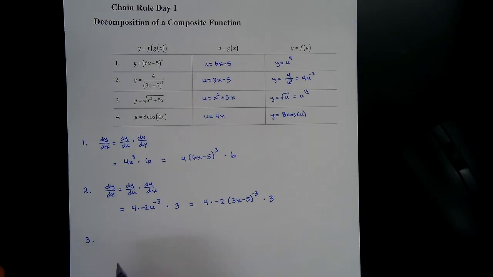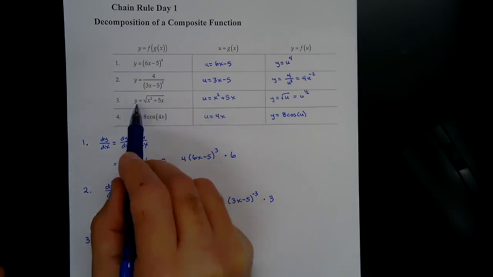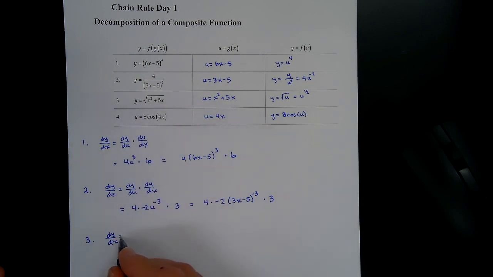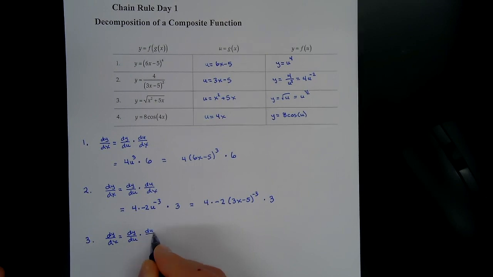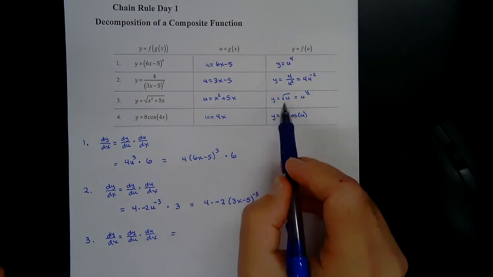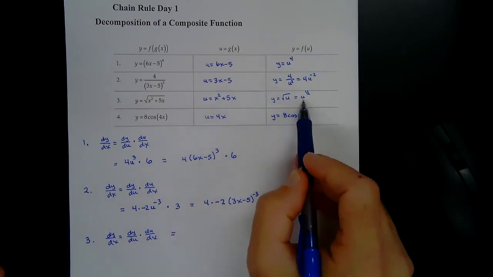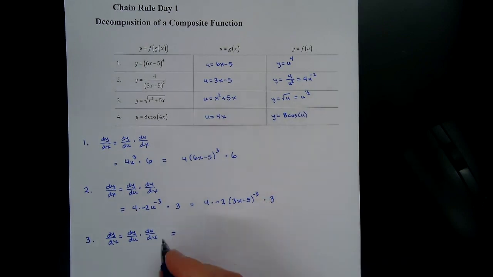We're coming back. So again, we're going to take the derivative with respect to x. We want to find for this one dy over dx. So dy over dx, we're going to break up into dy over du times du over dx. And I'm going to come off to the side here. So the derivative of y with respect to u would be 1/2 u to the -1/2.